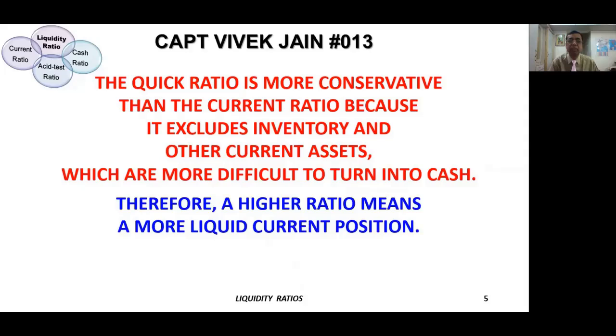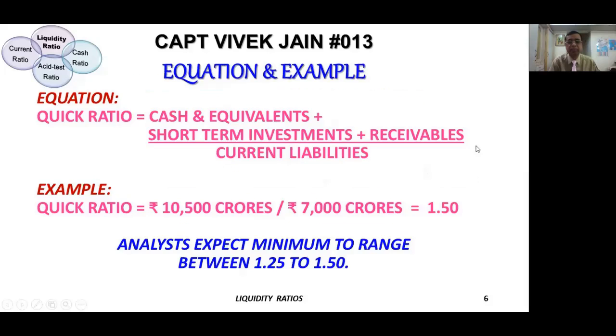Inventory is the goods which have been produced by the company for selling, and just for the sake of this calculation of quick ratio, it is assumed that maybe the goods are not being sold in the market. There may be other current assets which may not be so easily encashable. So those things are excluded, and that is how quick ratio is extracted. A higher quick ratio means a more liquid current position.